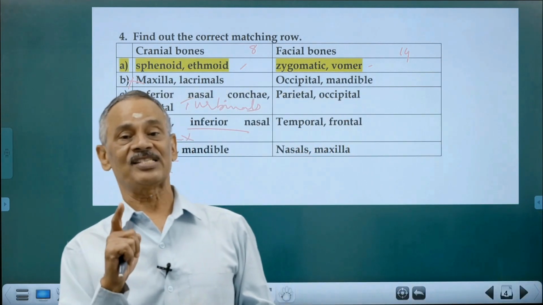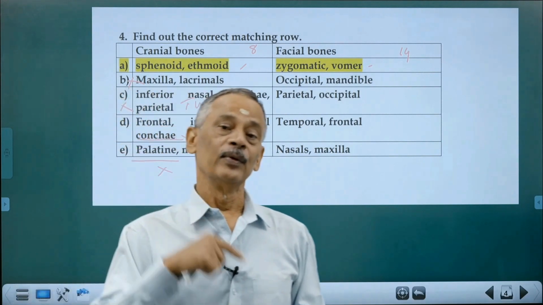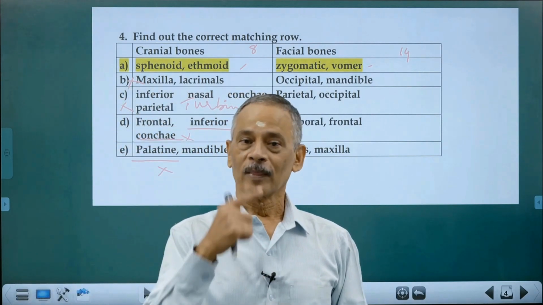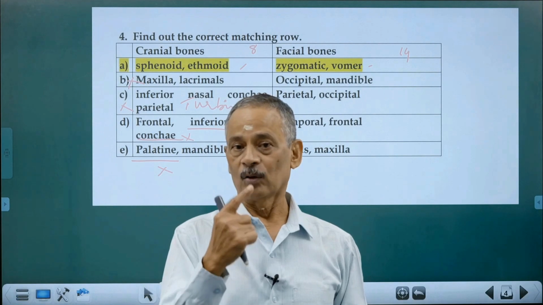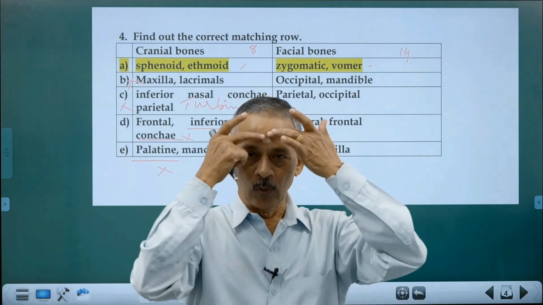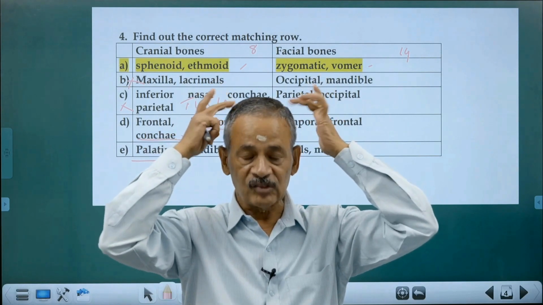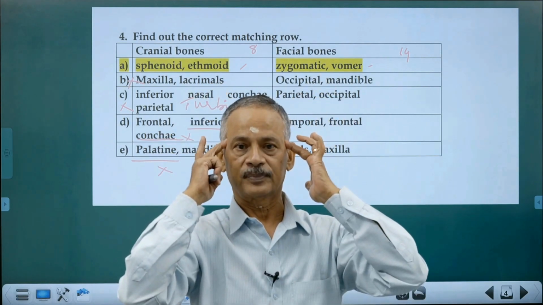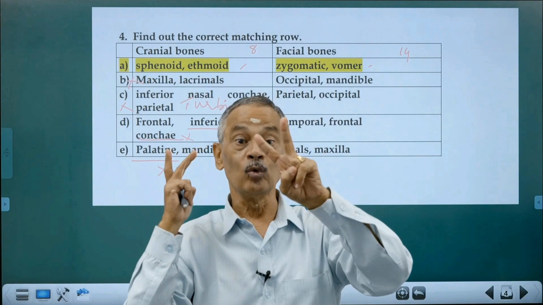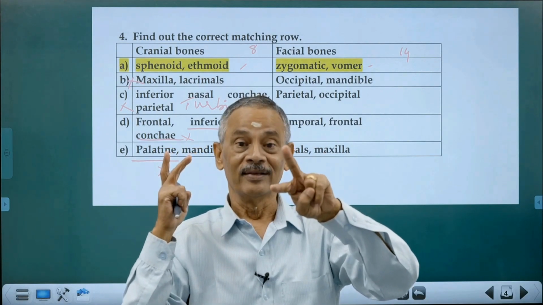And again, understand that in the cranial part of the 8 bones, only 2 bones are paired. They are the parietals and temporals. Okay, only 2 are paired.